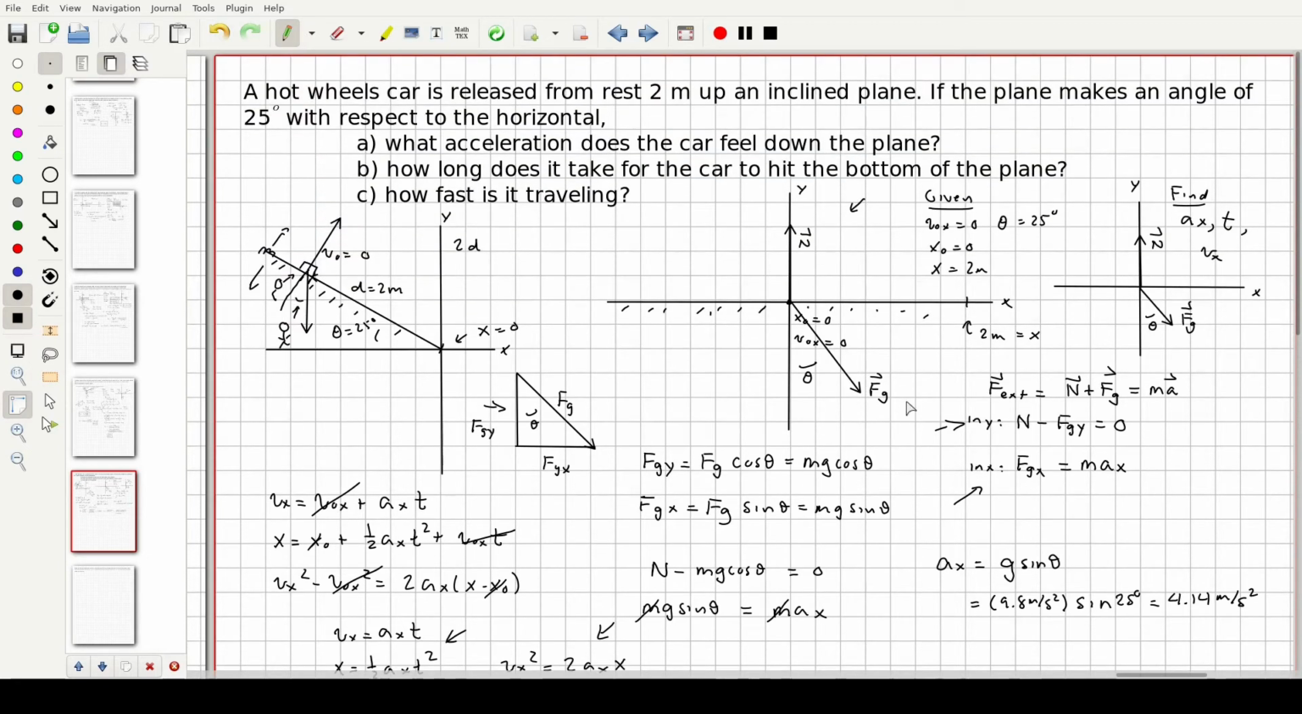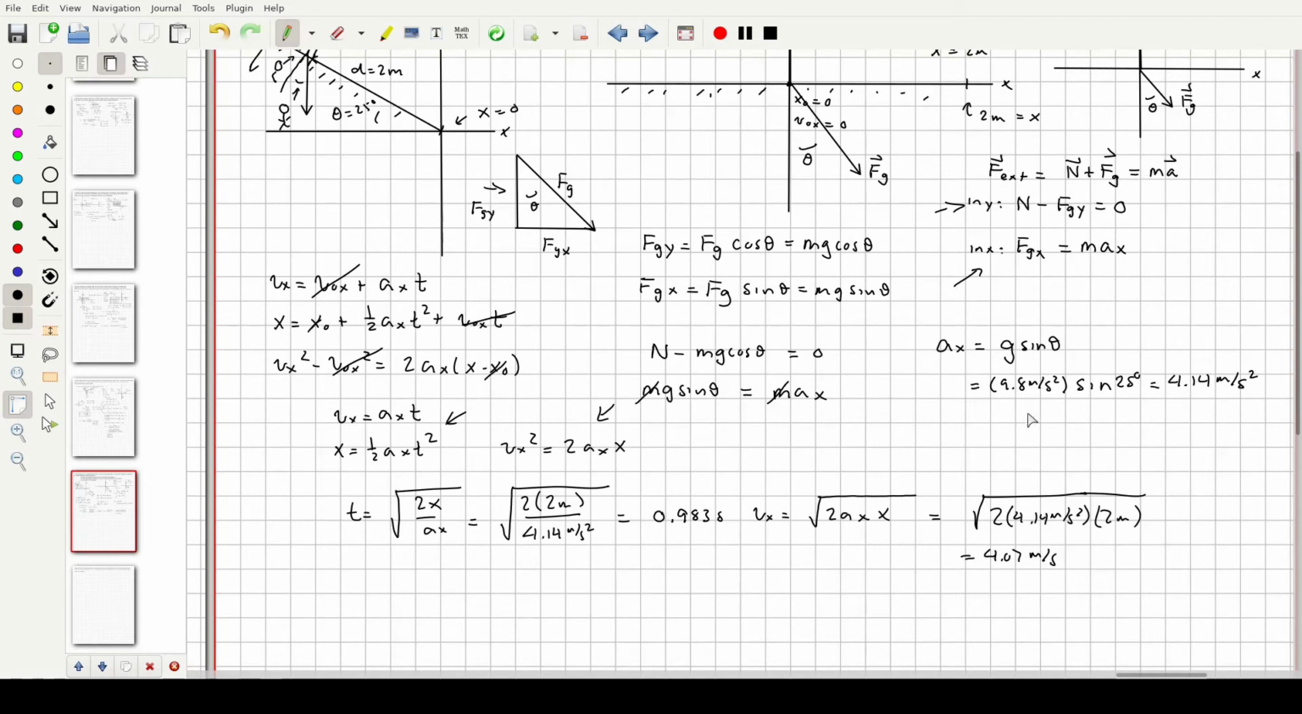So, what acceleration does the car feel down the plane? 1 sig fig here, 2 sig figs there, which means that we would round this to 1 sig fig, 4 meters per second squared. How long does it take for it to go down the track? This rounds to 1 second. How fast is it going? This rounds to 4 meters per second.